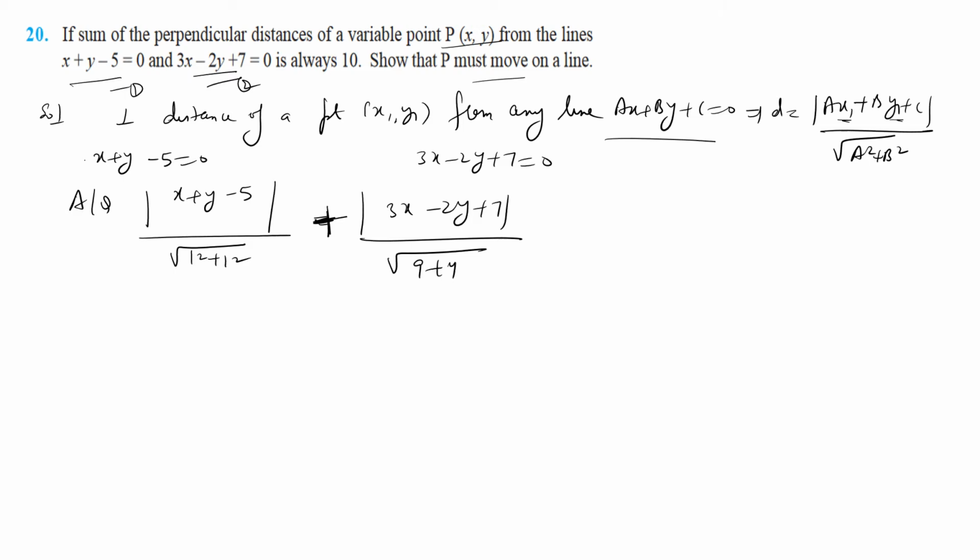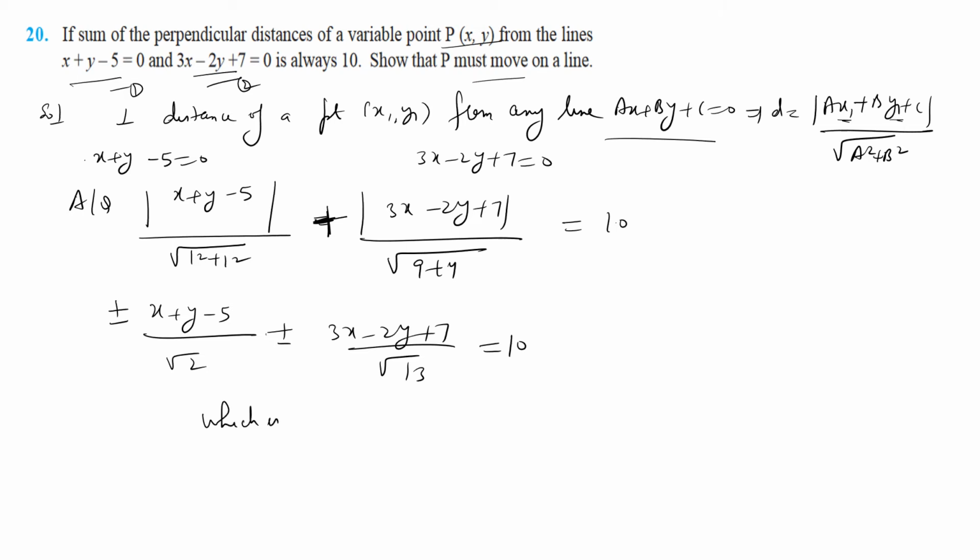This is always equal to 10. Okay, so what we can do is take plus minus, because I can open any of the mod. So plus minus (x plus y minus 5) upon root 2, plus minus (3x minus 2y plus 7) upon root 13, equal to 10. Now we will actually get a set of 4 equations.